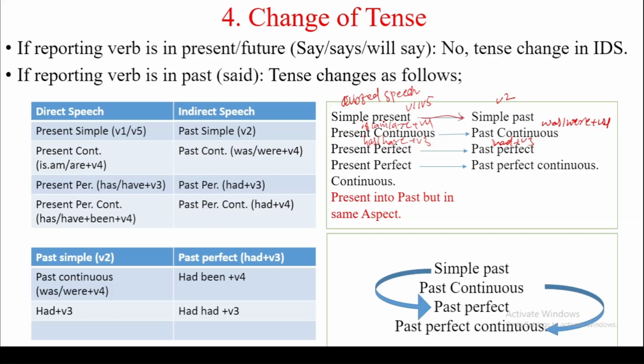Actually the trick is the aspect remains the same. The aspect remains the same, but the tense is shifted from present to past. Think, each tense has four aspects. One is simple, continuous, perfect, and perfect continuous.